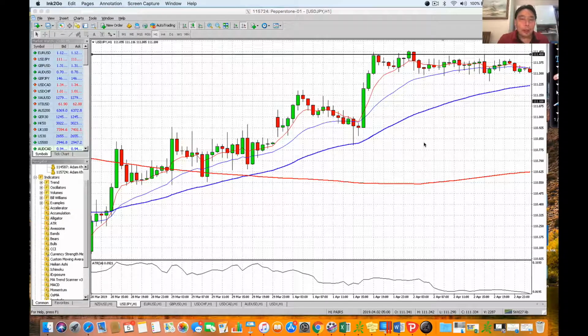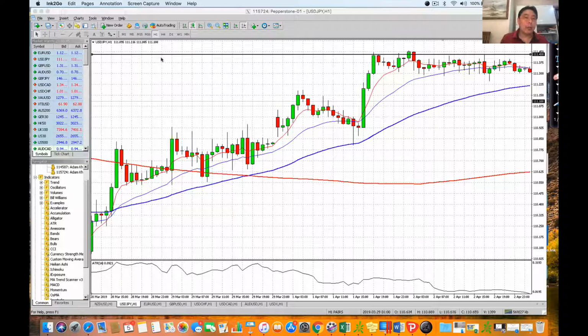So let's take a look at an example of how I drew my levels on a recent trade which I took. This is on dollar yen trading on the H1 level. How did I identify this setup? Because on the H4 time frame, dollar was the strongest currency, yen was the weakest currency. So I looked to go long on the dollar yen on a lower time frame.